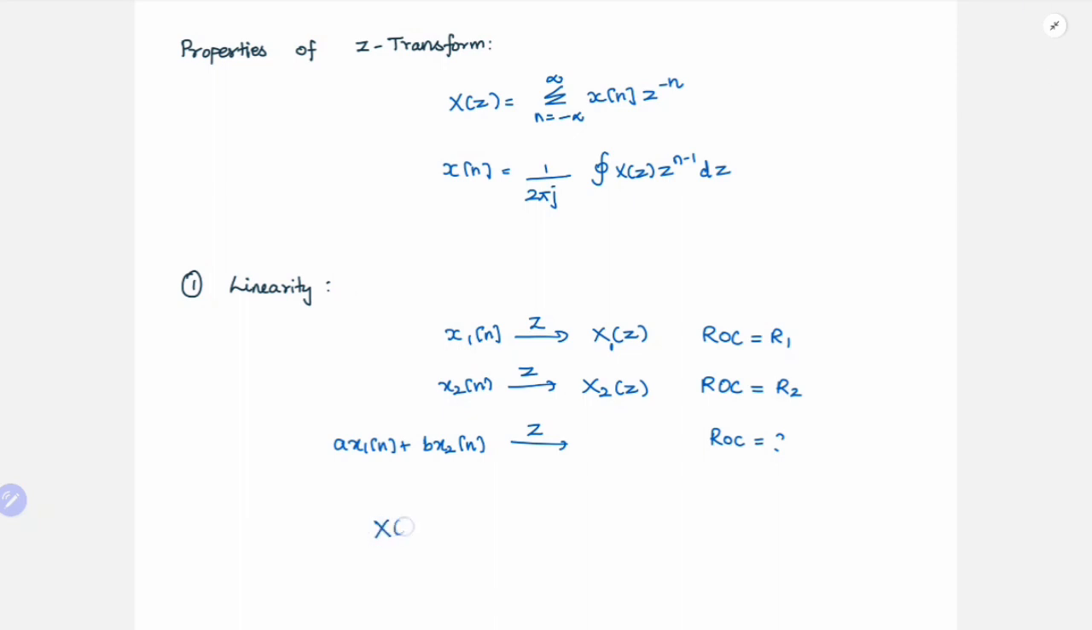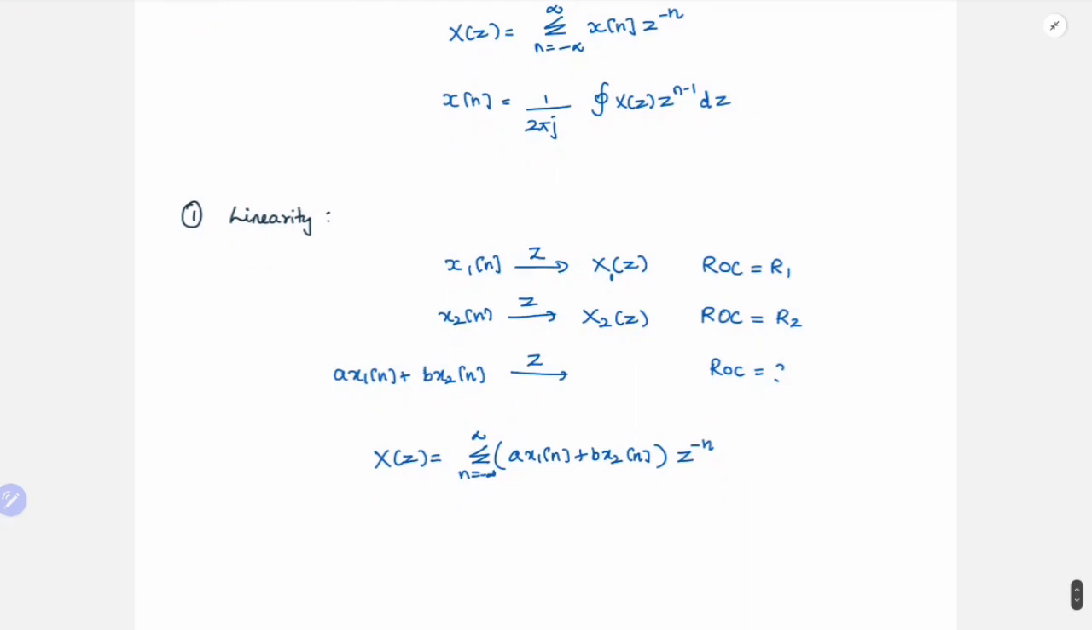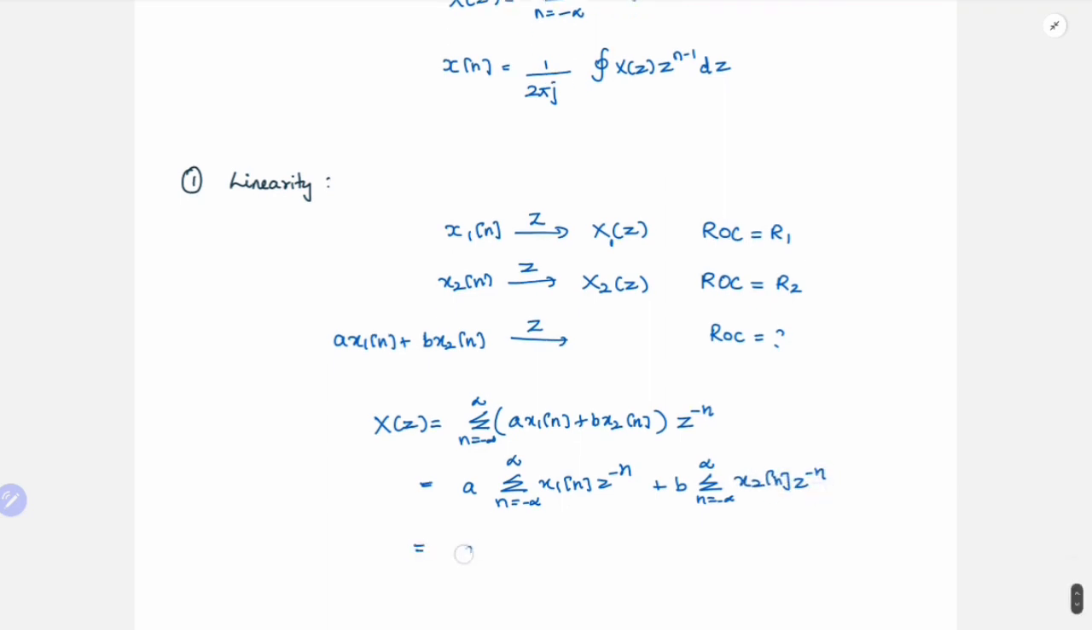So you can take x of z as summation n equal to minus infinity to infinity a x1 of n plus b x2 of n into z power minus n, and this you can break down into a summation n equal to minus infinity to infinity x1 of n z power minus n plus b summation n equal to minus infinity to infinity x2 of n z power minus n. So this is nothing but a x1 of z plus b x2 of z. So this will be your z transform.